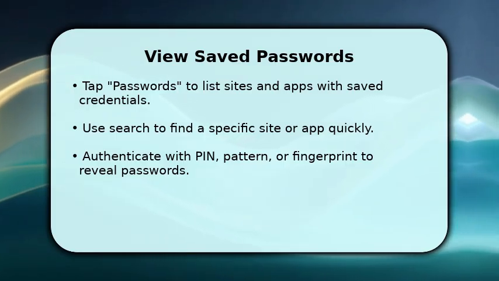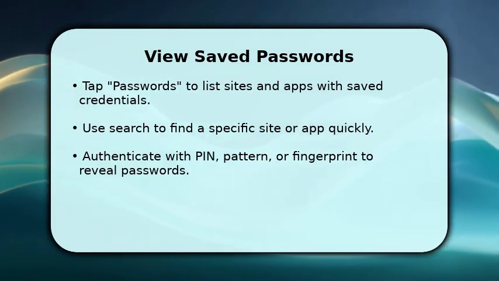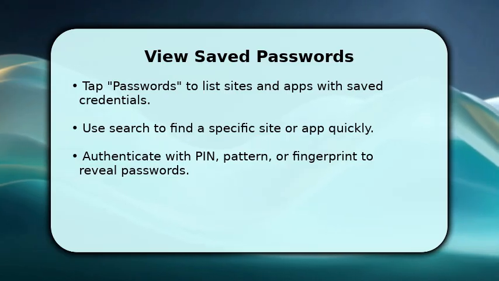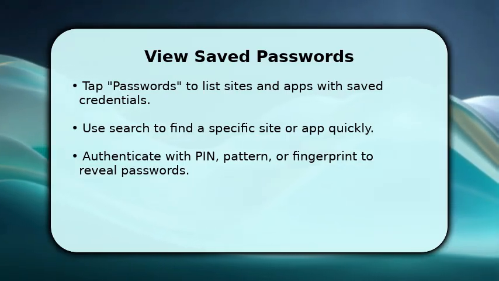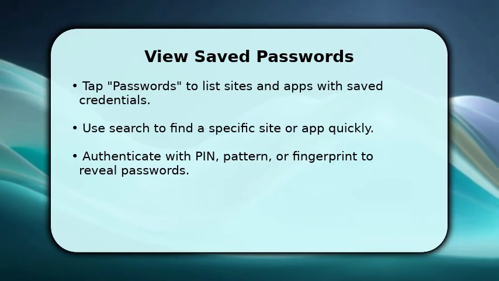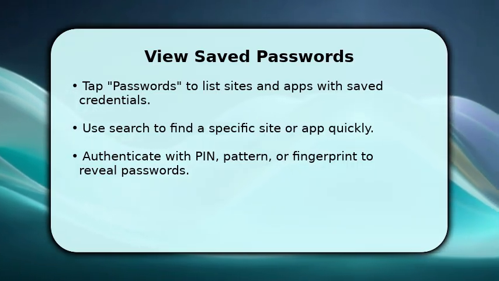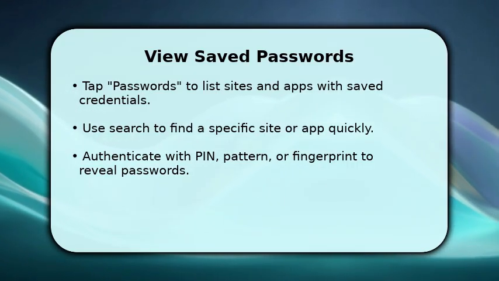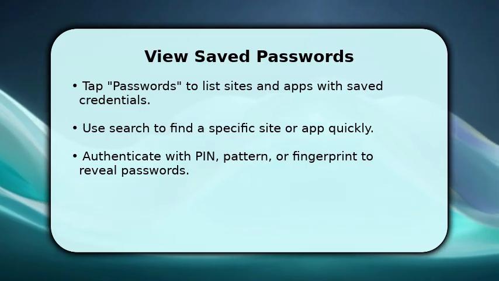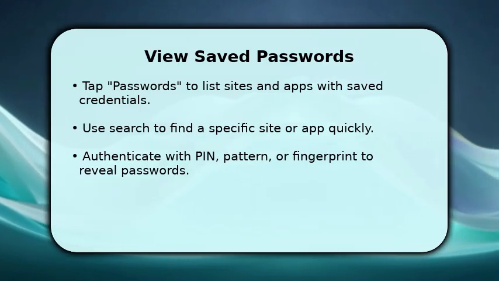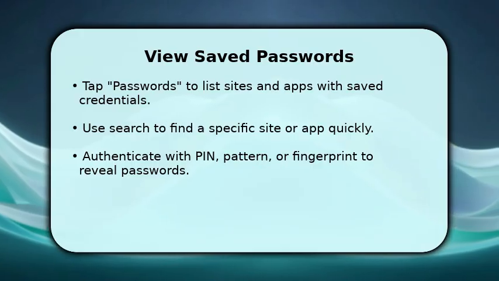Tap any entry to reveal the username and masked password, then authenticate with PIN, pattern, or fingerprint so you can view the full text. Use the search box to jump directly to an exact domain or app name when the list is long. Make sure to copy safely or use autofill to sign in instead of exposing the password on screen.